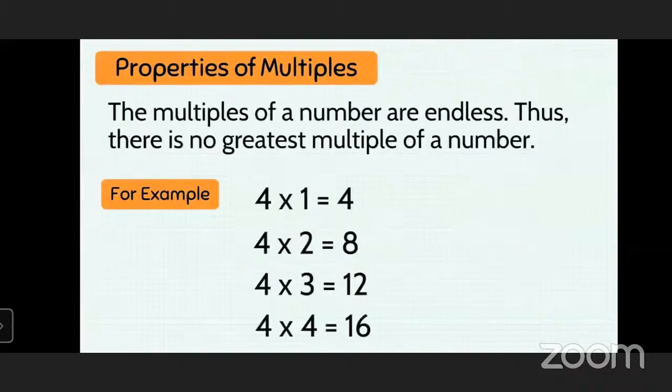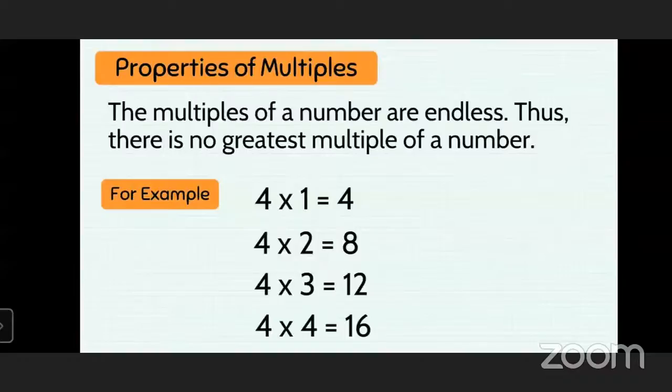Okay. Next, the second property of multiples. First of all, we have to check what the second property is. The multiples of a number are endless. Thus, there is no greatest multiple of a number. Yes, the multiples of a number are endless. Endless means that it goes up to infinity. We can multiply numbers up to infinity.